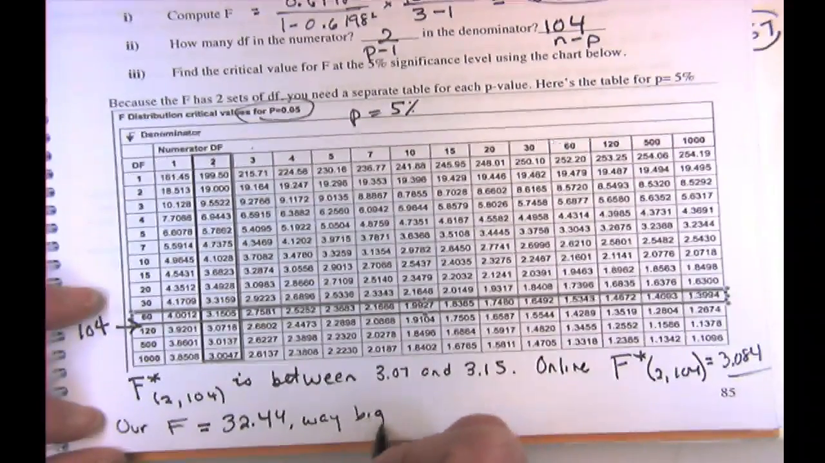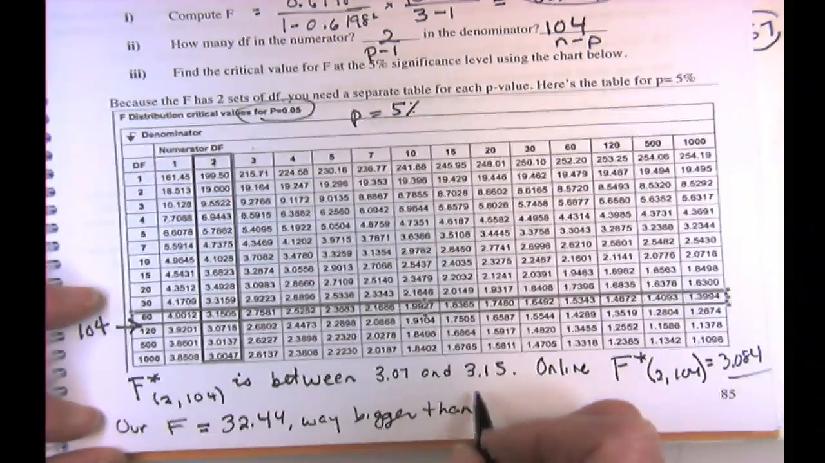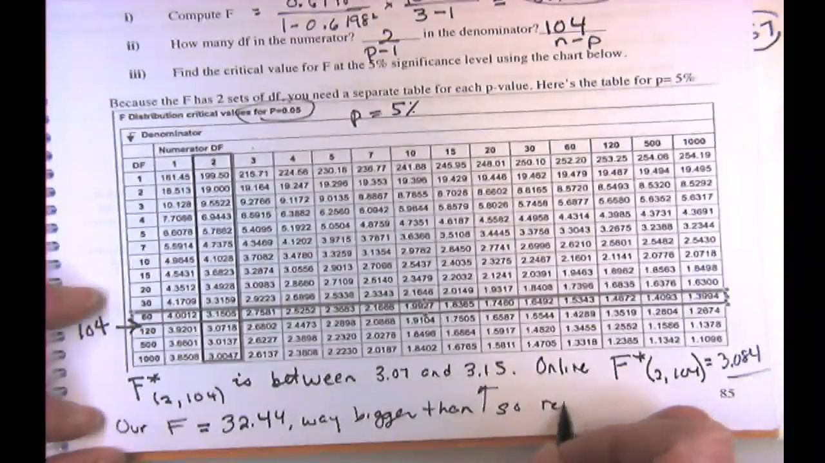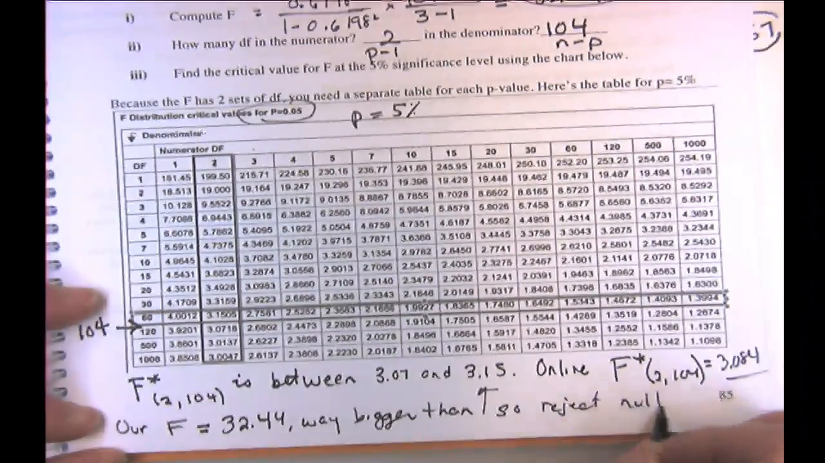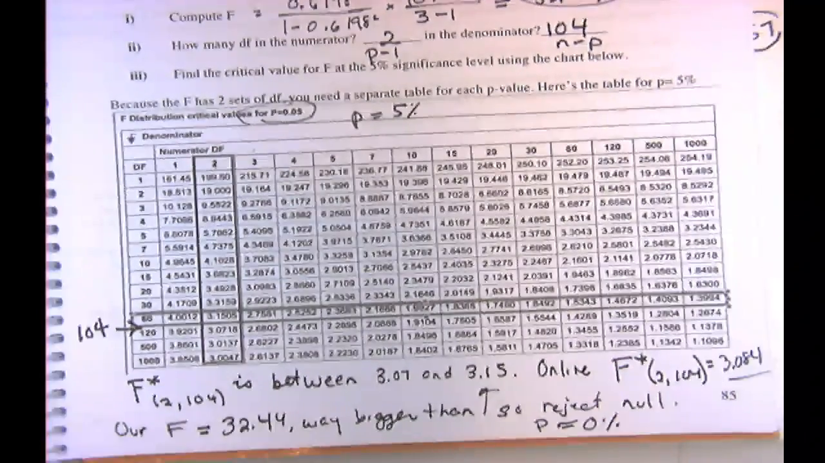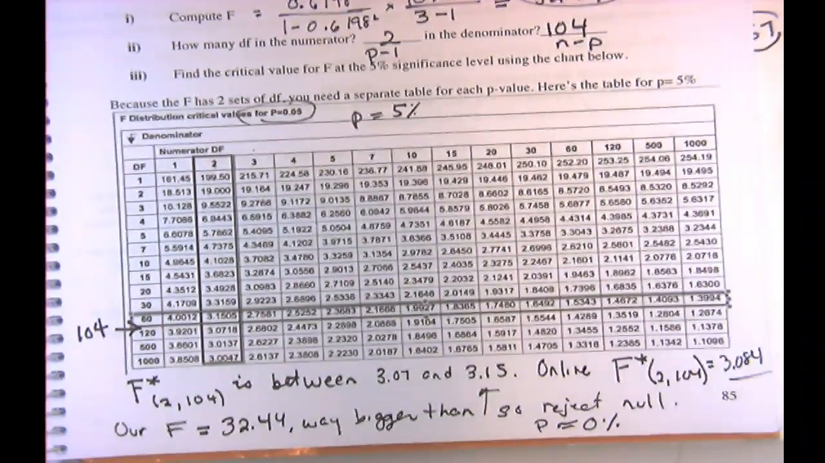Way bigger than any of those. So we reject the null. And we'll get a p-value. P is approximately 0%. We could do it online, but first, does everybody understand? Maybe I should do it quickly online. So since we're here, it's very easy.